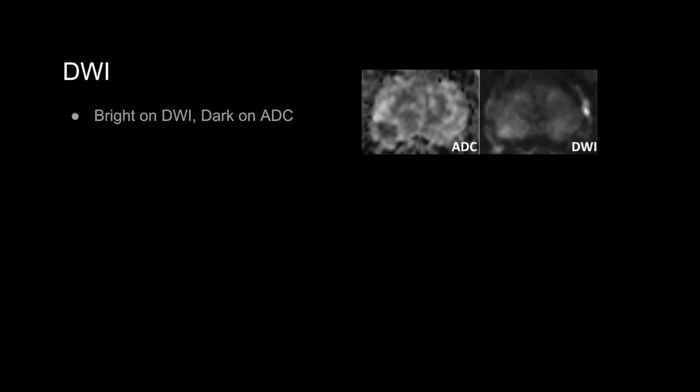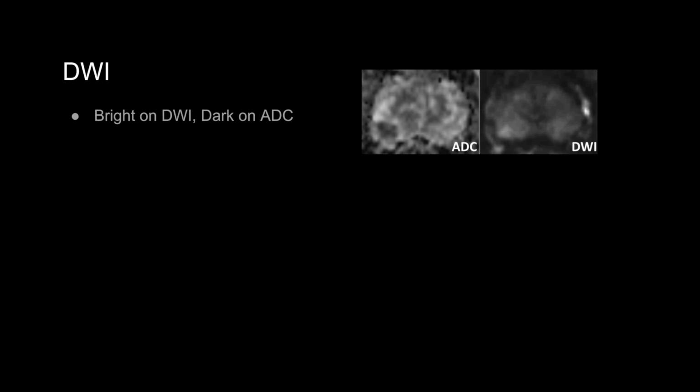The last technical thing that I want to mention briefly about DWI is the concept of B value. The higher the B value, the stronger the diffusion effects. If you have a DWI sequence with a B value of 0, then there are no diffusion effects and you're essentially looking at a T2 weighted image. Higher B values mean more of a DWI effect and less of a T2 effect.